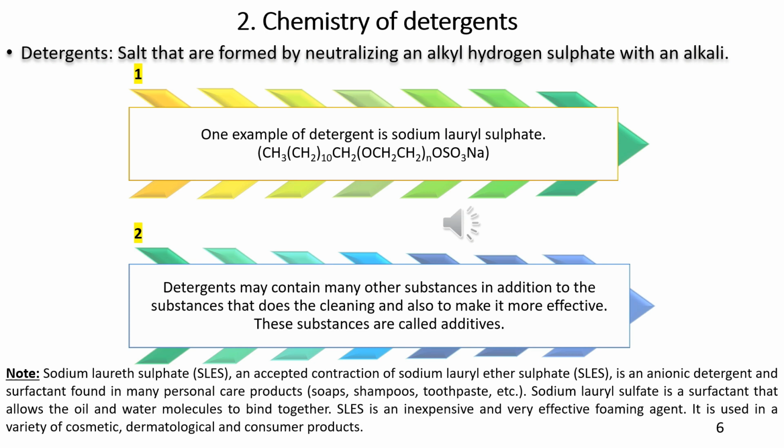Number 2 is detergents may contain many other substances in addition to the substances that do the cleaning, also to make it more effective. These substances are called additives. So besides the surfactants or the major formula which is used in making detergents, there are some substances which are used to make the detergent more effective. These substances are called additives.